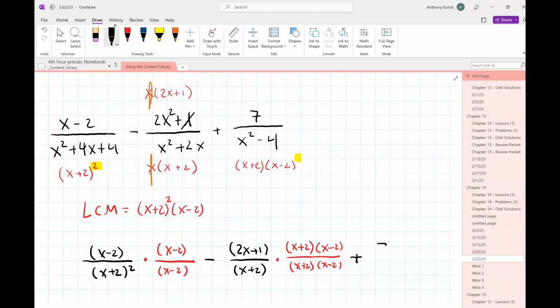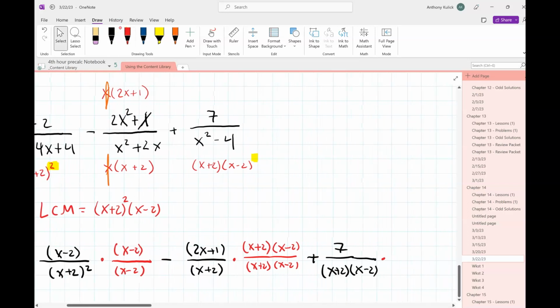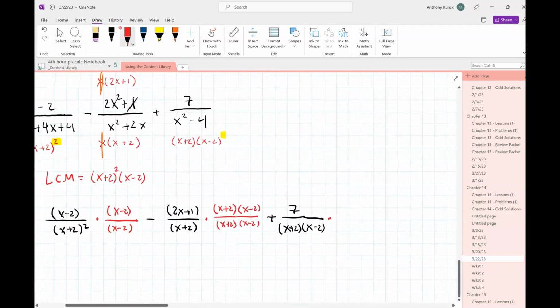And then the last one, what do we need to multiply 7 over x plus 2 times x minus 2 by to get that least common multiple, or denominator? X plus 2. Very good. So far, so good? Everybody still hanging in there? All right.